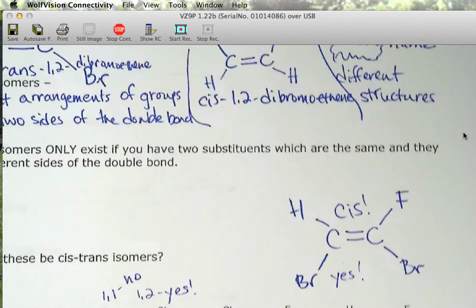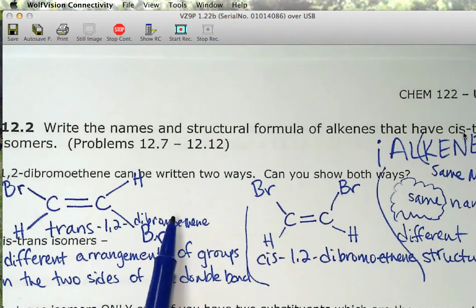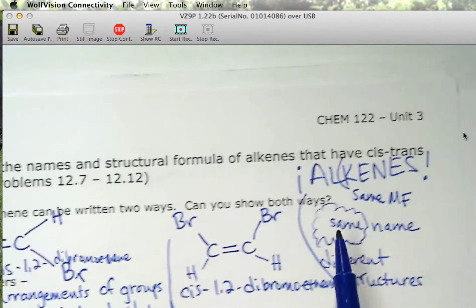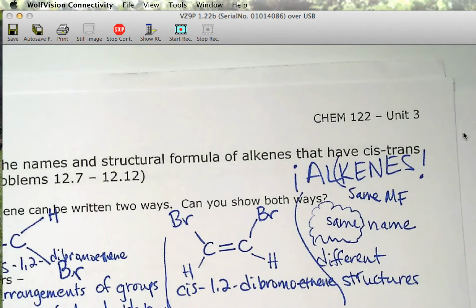So this one would be trans-2. Yes, you do have to specify cis or trans in the name. That's why I say same, kind of in wavy. It's not quite the same because you have to specify whether it's cis or trans. But the rest of the name is the same: 1,2-dibromoethene. The only difference is the cis or the trans.